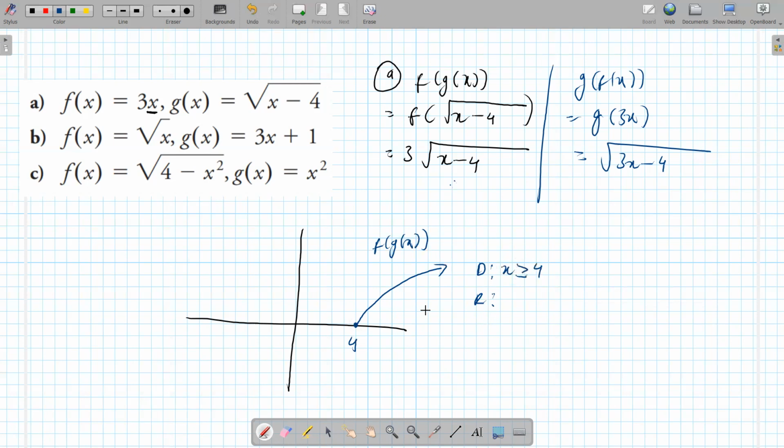What does the range look like? It's above 0. Yes. So y has to be greater than or equal to 0. So that's for 3 times the square root of x minus 4.